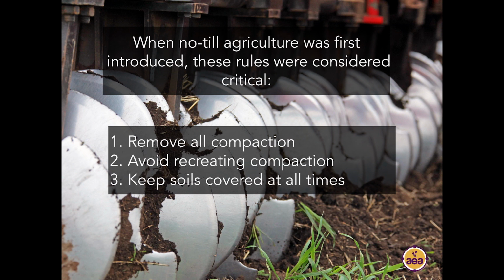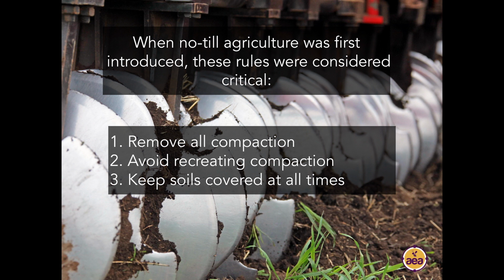So I discovered in a conversation that I had with Michael McNeil and Jerry Hatfield a few weekends ago, I was really intrigued how they described that when no-till agriculture was first introduced and the initial testing was being done, it was being widely advocated across the Midwest, there were a few fundamental rules that were considered to be absolutely critical. The first rule was that you had to remove all the compaction.